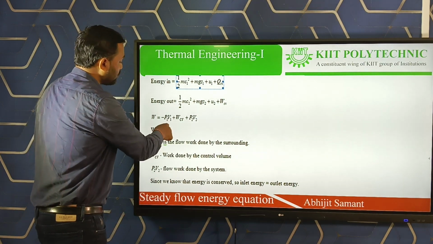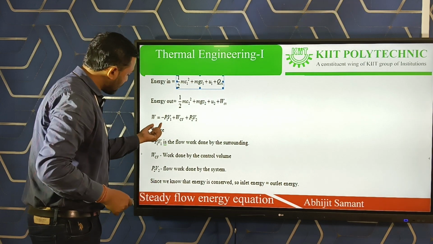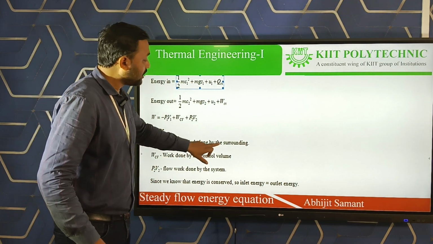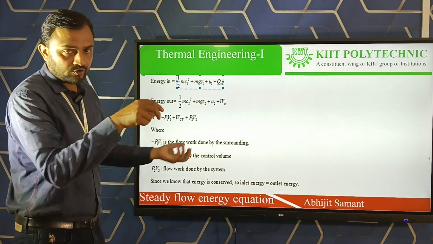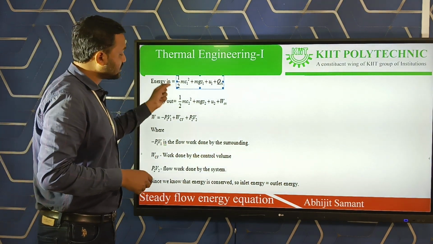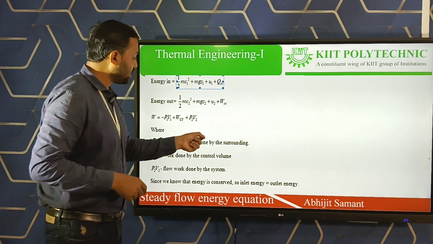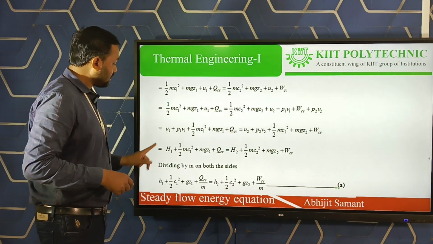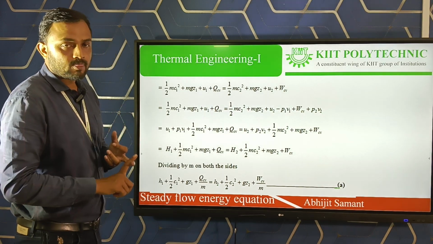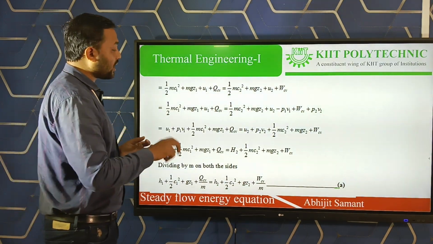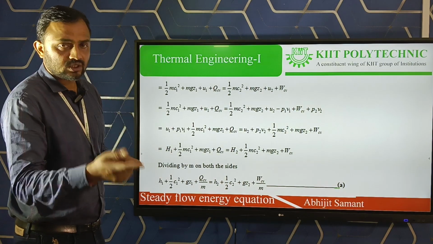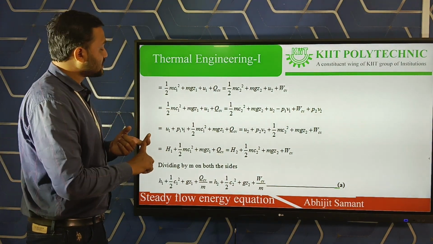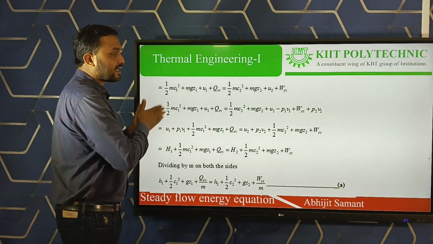So W is equal to minus P1 V1 plus WCV plus P2 V2. What is minus P1 V1? Minus P1 V1 is the flow work done by the surroundings on the fluid. The work is done by the surroundings on the fluid, that's why it is termed with a minus symbol. And plus P2 V2 is termed as the work done by the system on the surroundings. Okay, so here we are equating this equation at the inlet and outlet.